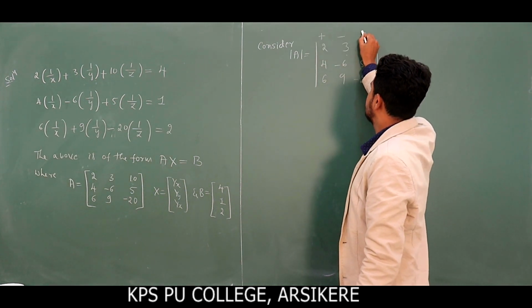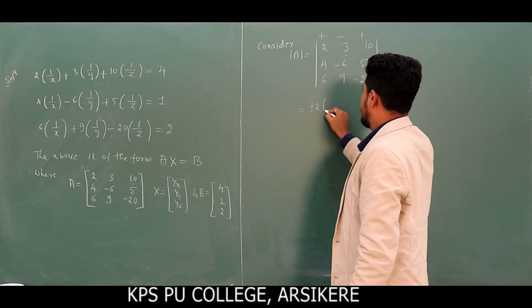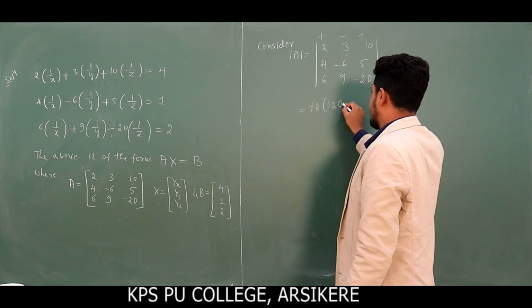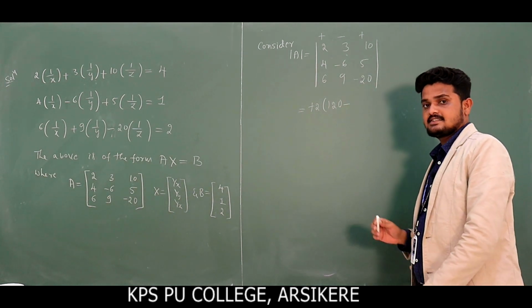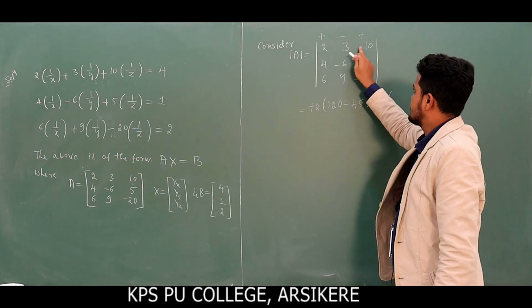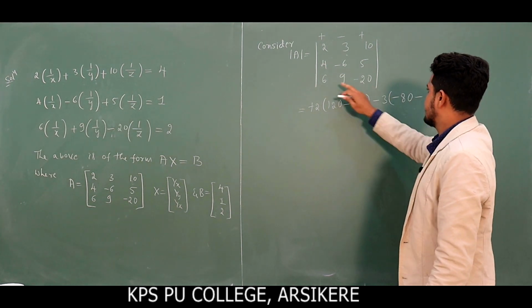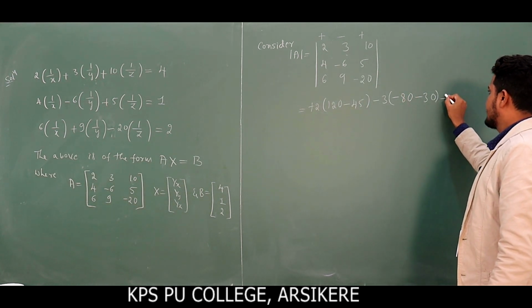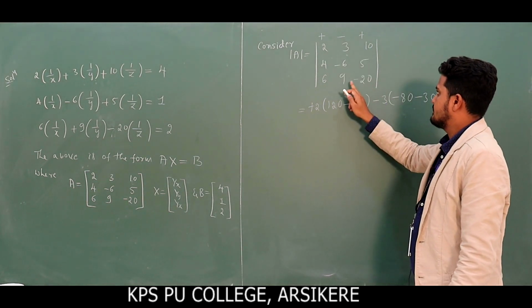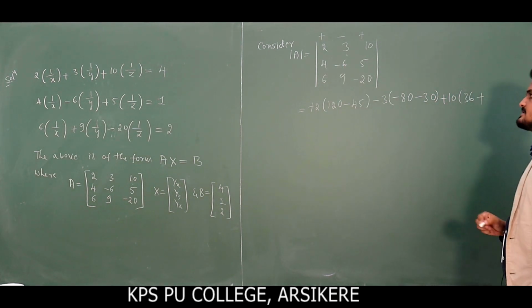The signs are plus, minus, plus, right? So plus 2 into, eliminating first row, first column, (minus 6)(minus 20) is 120, minus 9 into 5, 9 fives are 45. Minus 3, eliminating first row, second column, 4 times minus 20 is minus 80, minus 6 fives are 30. Plus 10 into, eliminating first row, third column, 9 fours are 36, minus 6 sixes, 36.